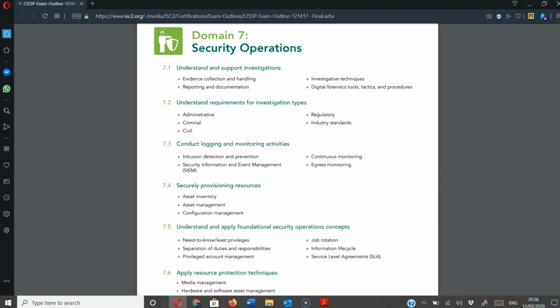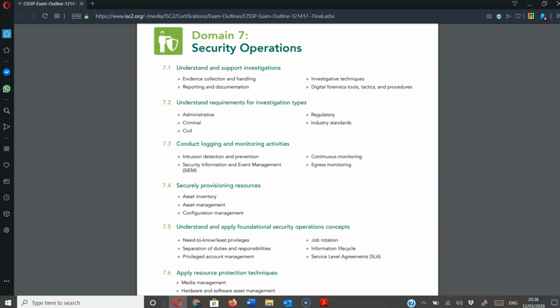Regulatory laws would be, for example, GDPR in the European Union, right? A civil law would be where there is no criminal activity, but let's say there's a breach of contract between two organizations and a civil lawsuit has been filed against an organization for a breach of service level agreements. Regulatory would be the GDPR Act, where you have to report to a regulatory body, and if there are any flaws, you could be fined. Industry standards: ISO 27001, PCI DSS, and so on and so forth.